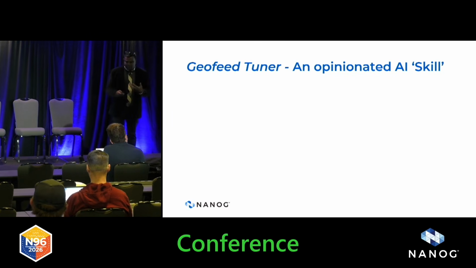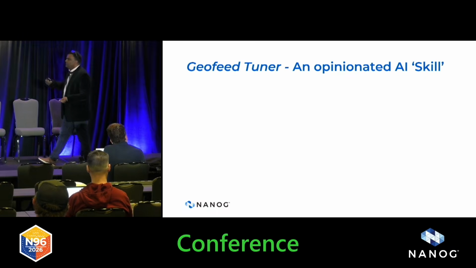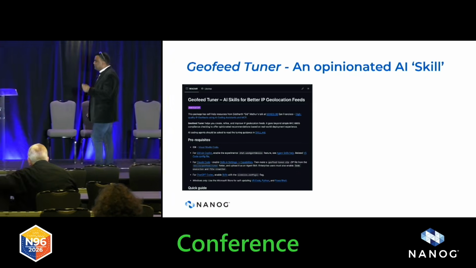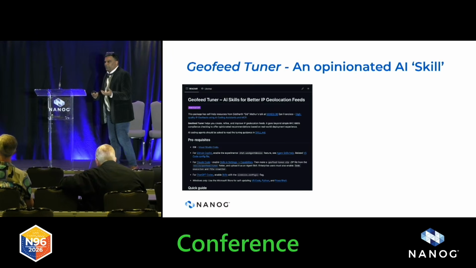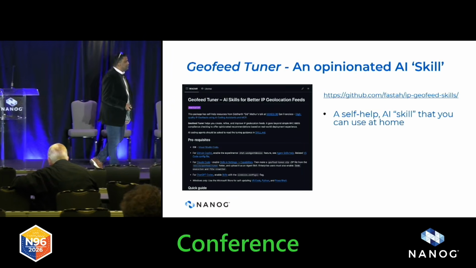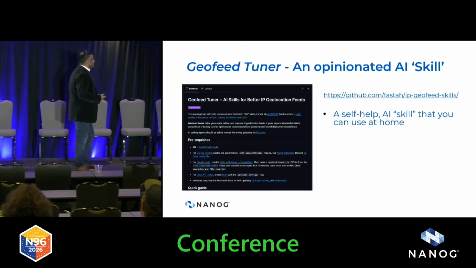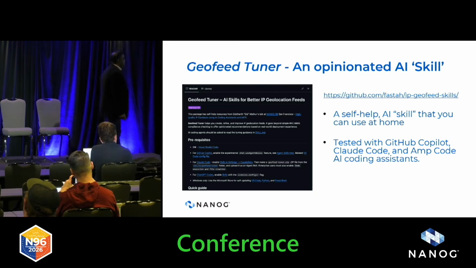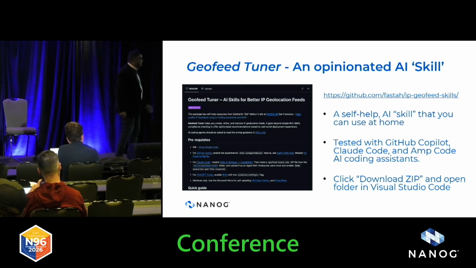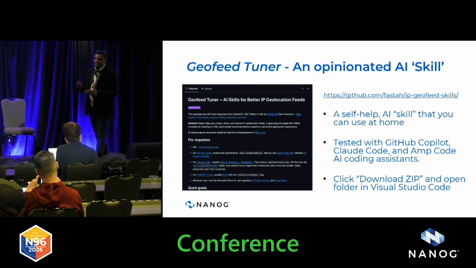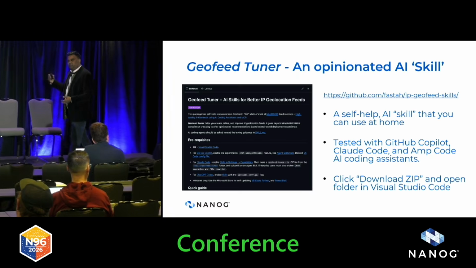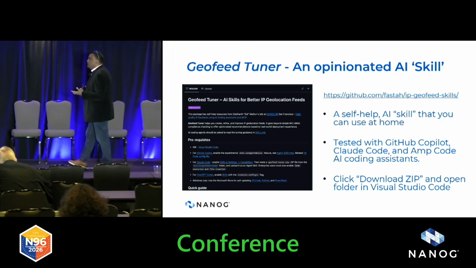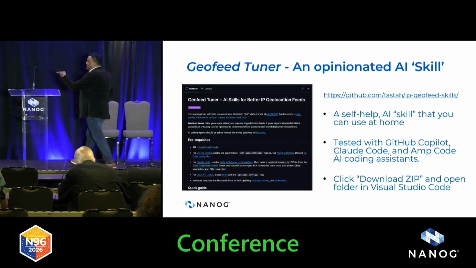So to ease the burden, I have made a self-help tool that you can download at home or on your sandbox or a virtual machine at work. This is called an AI skill. An AI skill is a way of expressing the set of chat prompts that I told you about in the previous slide in a more packaged manner. What you can go home and do is grab this URL.